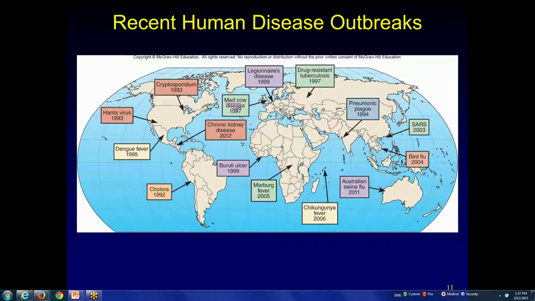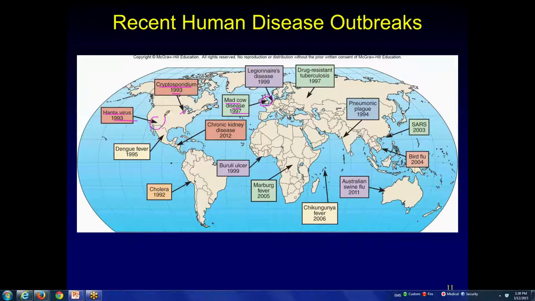Mad cow disease is an emergent disease. We haven't seen it much. It pops up in England, causes these farmers out here to slaughter thousands and thousands of cows, losing millions of dollars in beef. Cryptosporidium parvum in 1993, again, that's Wisconsin.